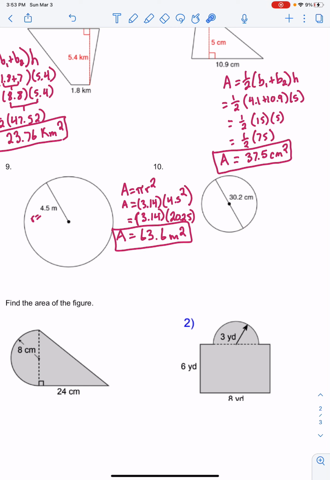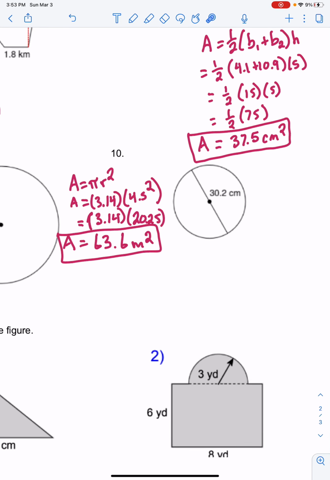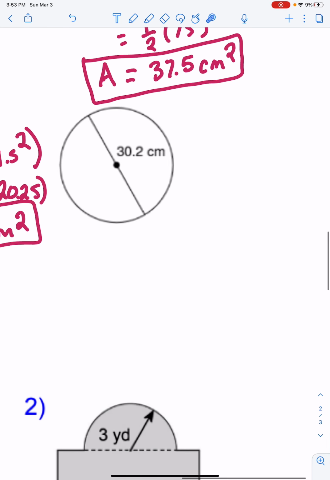So in order to find the area of the circle, the first thing we're going to do is divide this diameter by 2. So zooming in here, we need halfway across the circle. So 30.2 divided by 2 is going to give me 15.1. So 15.1 is my radius that I'm going to use when finding the area of the circle.